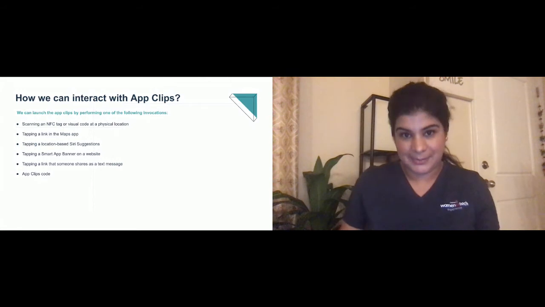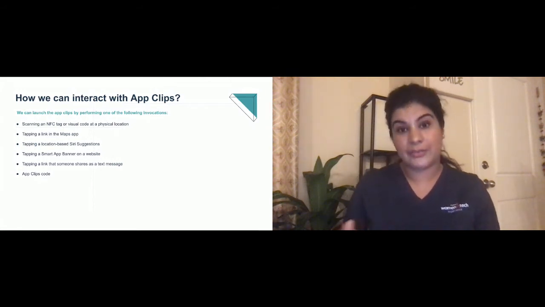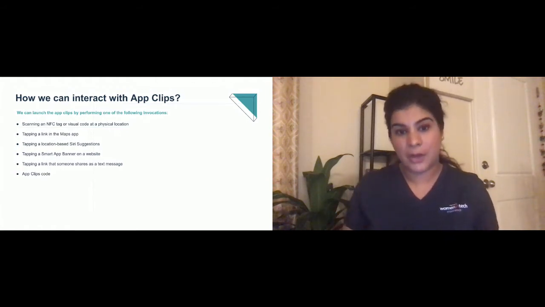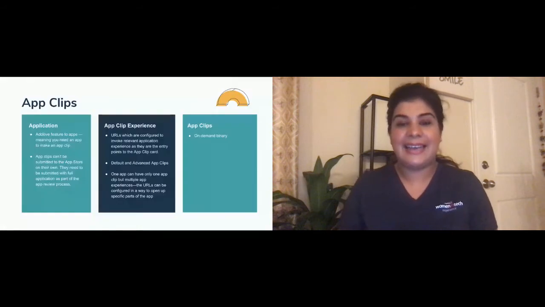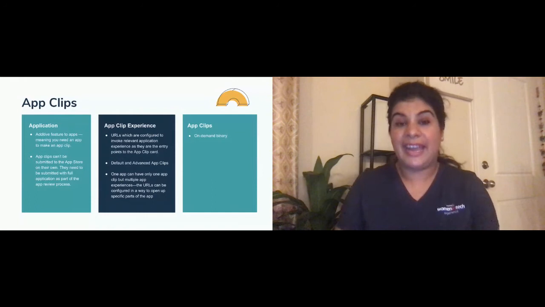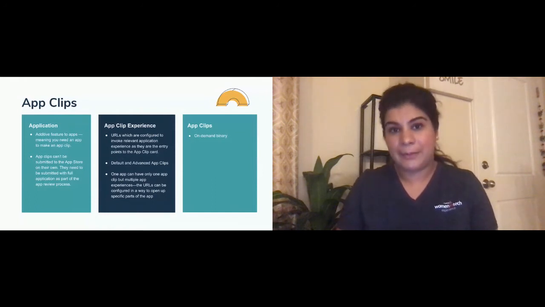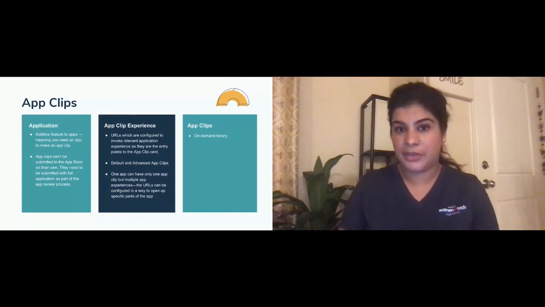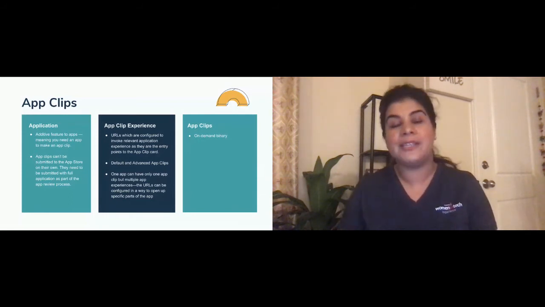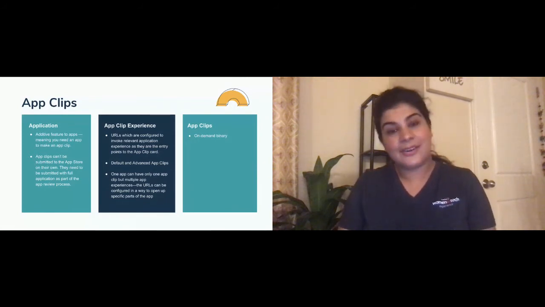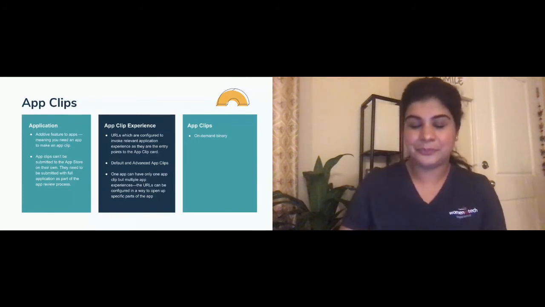Secondly, the app clip experience. These are the invocation URLs which are configured to invoke the relevant app experience, as they are the entry points to the app clip card. They are categorized as default and advanced app clips. For any given app, you can have only one app clip card, but could have multiple app clip experiences. For that, you have to configure your URLs in such a way to open a specific part of your mobile application. Lastly, the app clips. These are the on-demand binaries.